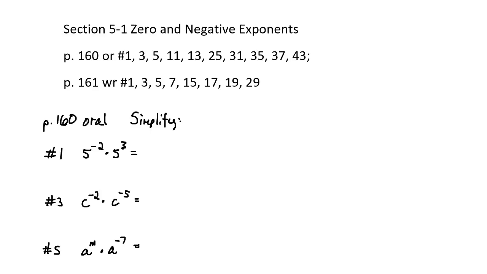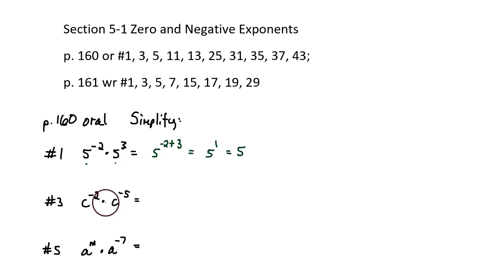Here are the answers for the Section 5-1 homework, starting with the oral exercises. We're asked to simplify these expressions that involve exponents. We have a product where the base is the same. We had this in the last chapter. Write the base and add the exponents together. This makes 5 to the first power, which is just 5.